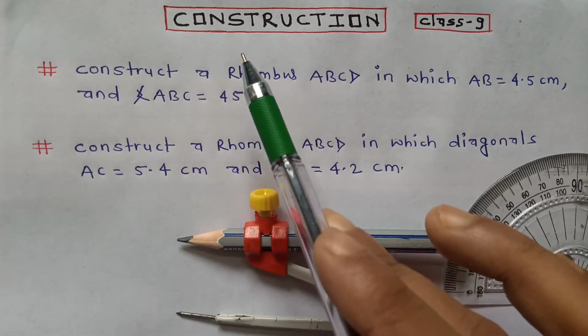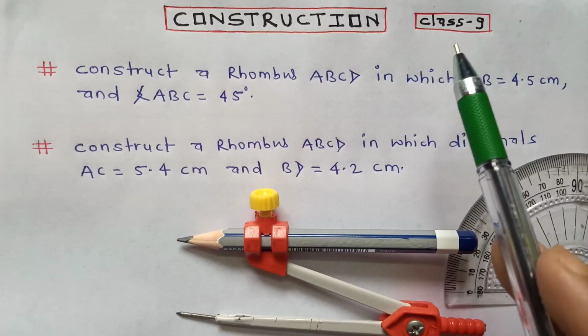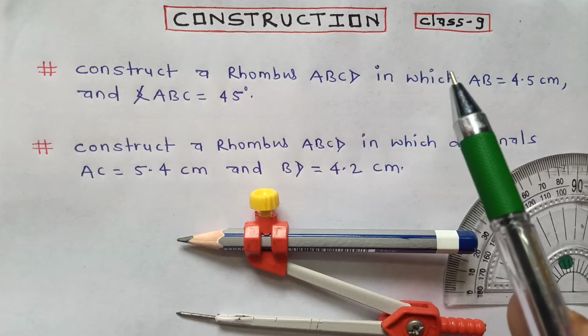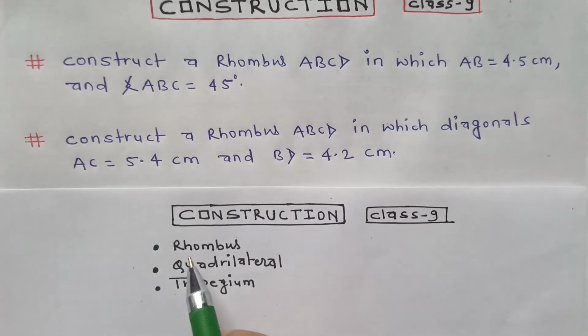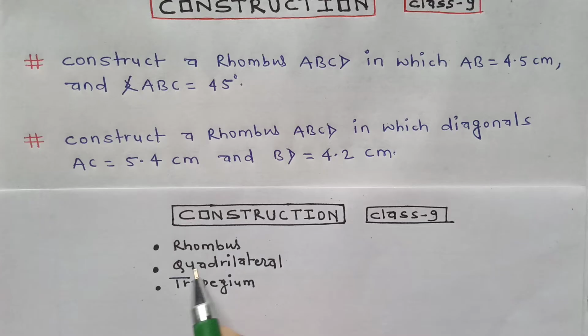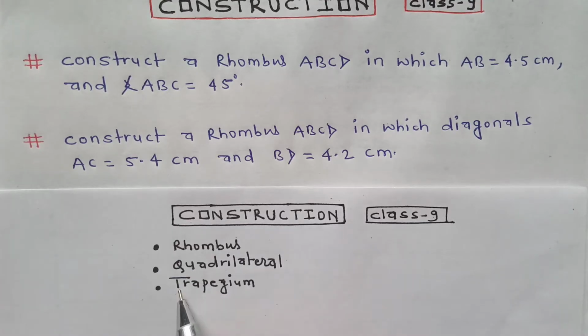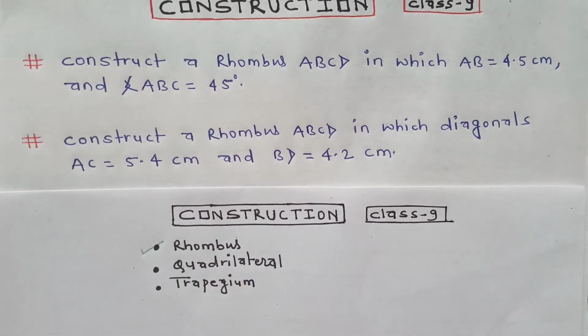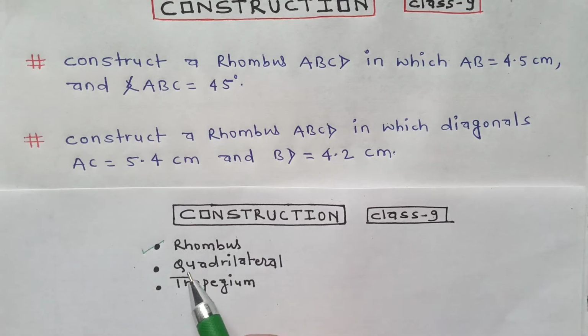Today I am going to teach you about the construction of class 9. There are three types of questions that will be asked in class 9, which are shown on your screen. The first type is rhombus, the second is quadrilateral, and the third is trapezium. From these three, one question will be asked in your class 9 final examination. Today I am going to teach you about the rhombus part only, and in the part 2 video I will discuss the quadrilateral and trapezium.